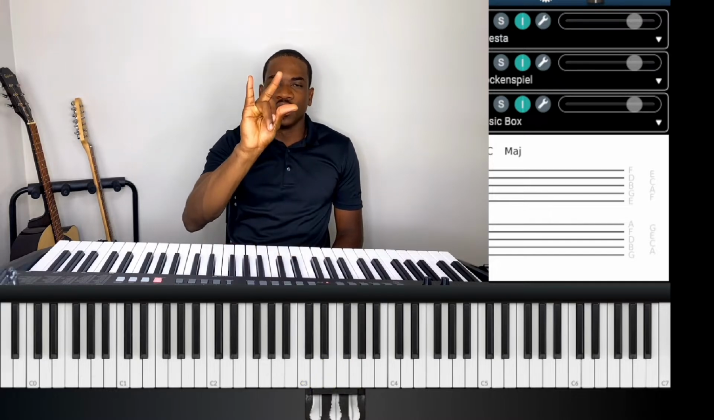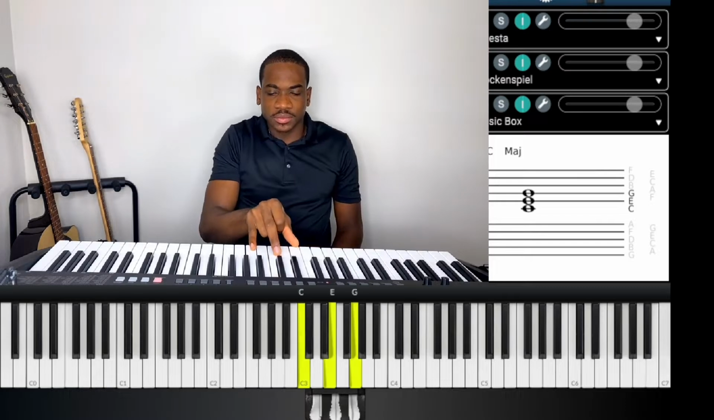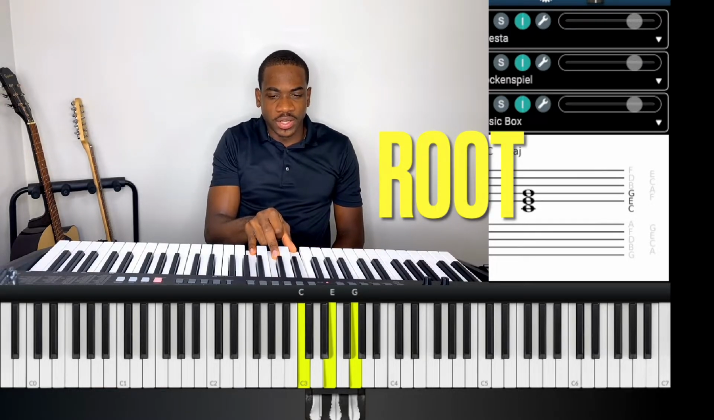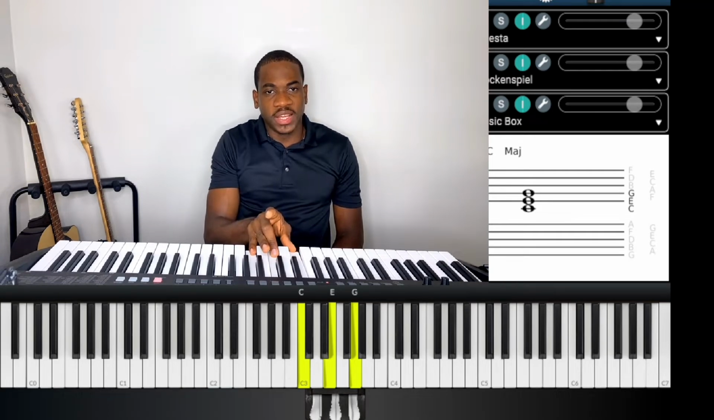This is what you're using to play. 1, 3, 5. Do, mi, so. Do that. This is what we call the root position. I'll go again. Do, mi, so. Root position. Please write this down and practice this as many times as possible.